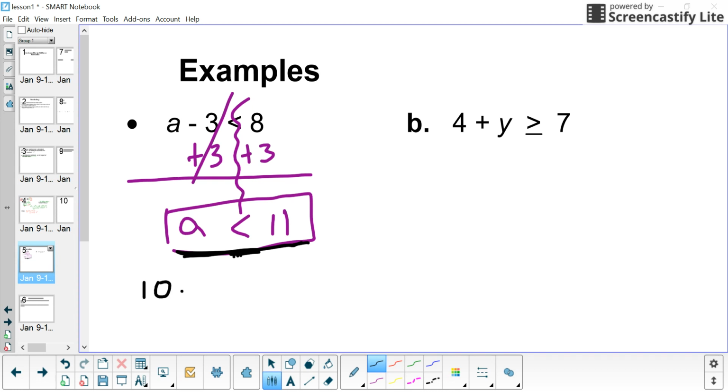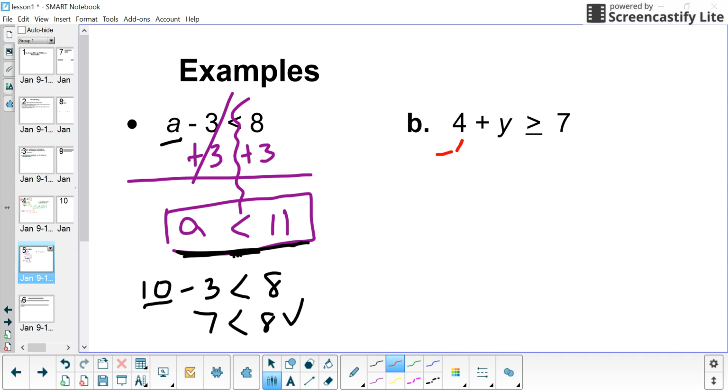So if I were to plug in 10 for A, I should get an inequality that's less than 8, which does check out. Okay, now let's look here.